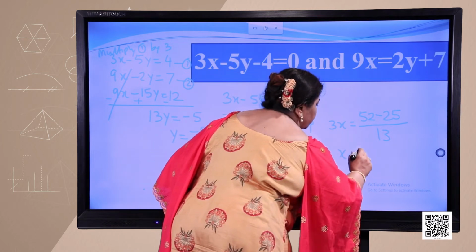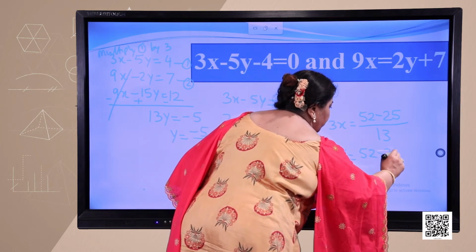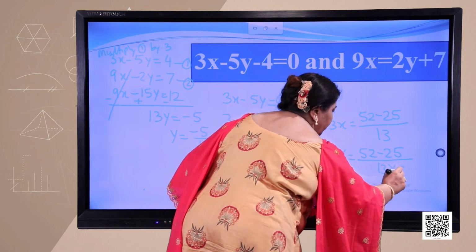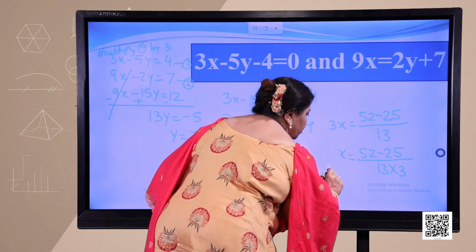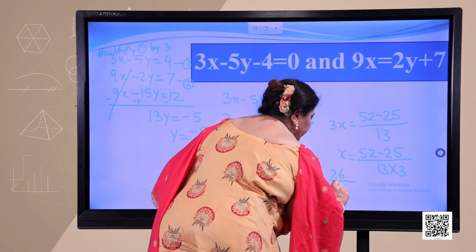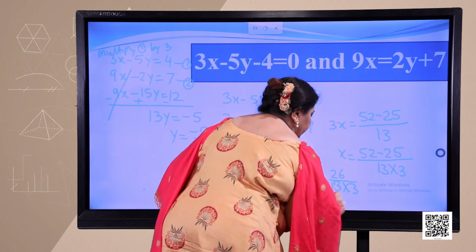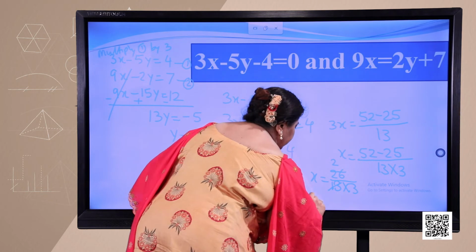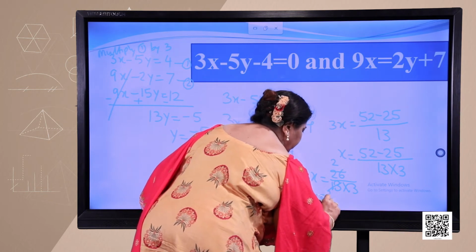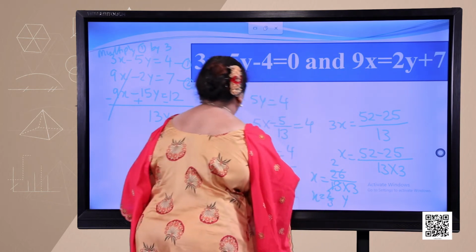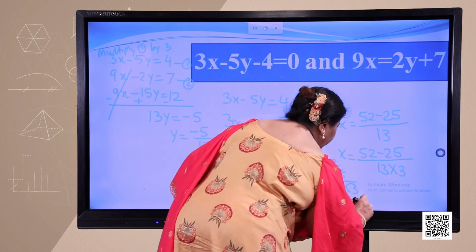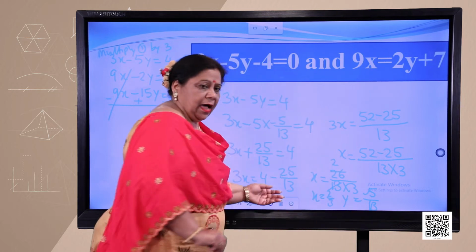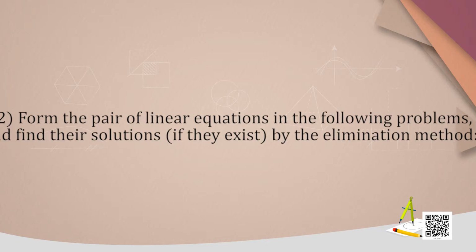So, x is equal to (52 minus 25) by 13, and this 3 comes down and we have x is equal to 26 upon 13 into 3. Here 13 2s are 26. So, x is equal to 2 upon 3 and y was minus 5 upon 13. So, have you understood, students? Let us do the next part.